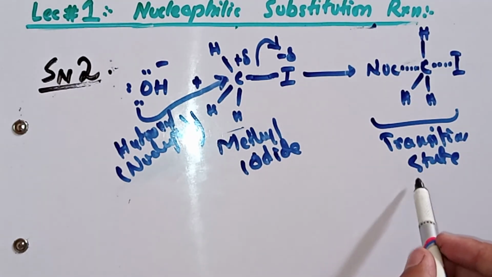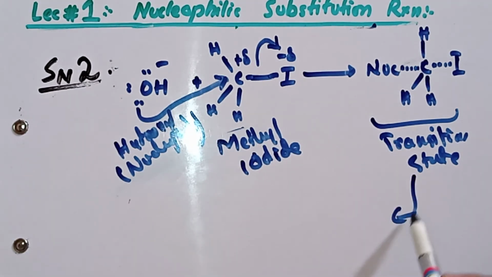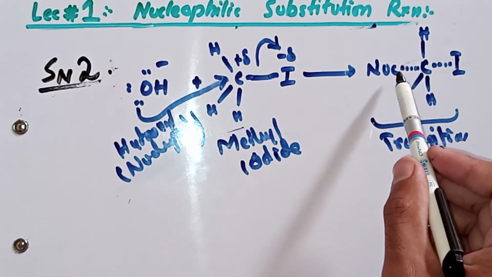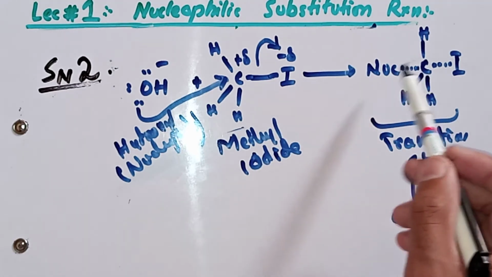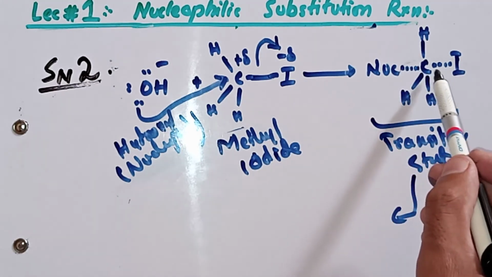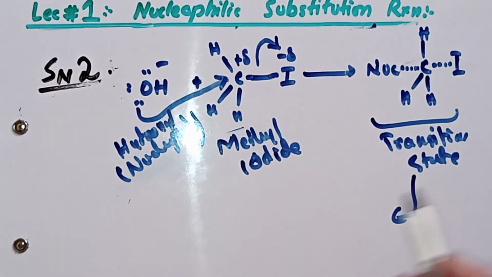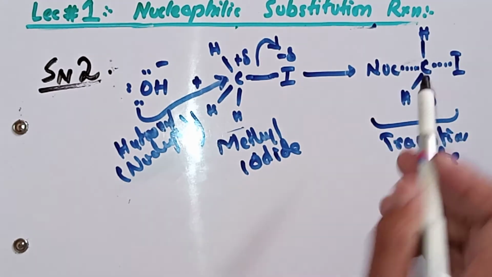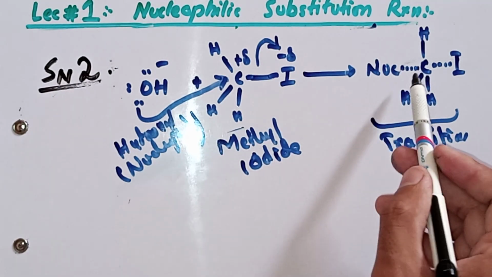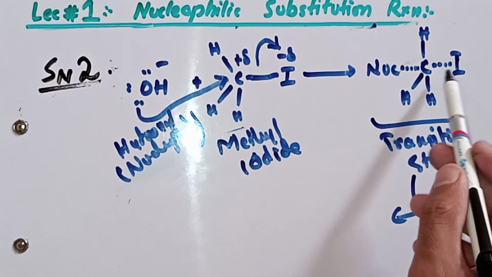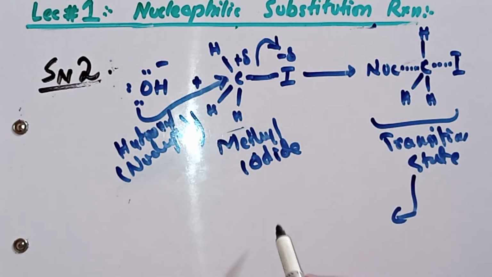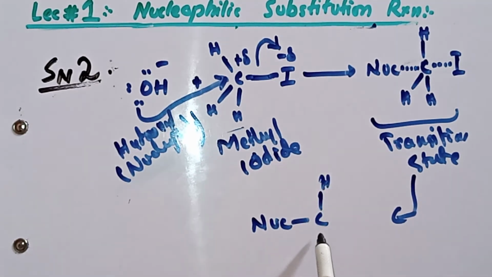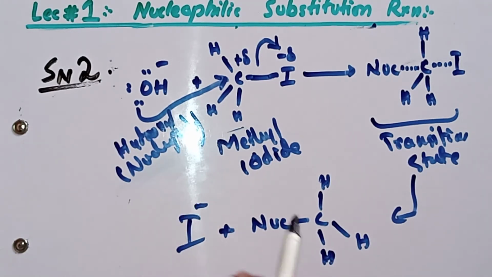After this transition state, the final product will be produced. The bond between nucleophile and carbon will become perfectly bonded, while the bond between carbon and iodine will be broken completely. The bond between carbon and nucleophile will be completely formed, while the bond between carbon and iodine will be completely broken. So it will be like that, CH3OH plus iodide ion. This is the phenomenon of the SN2 reaction.